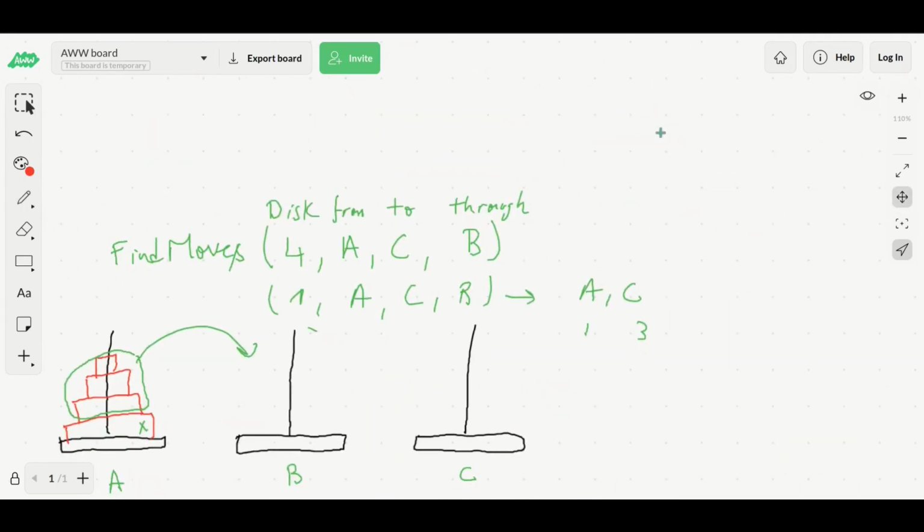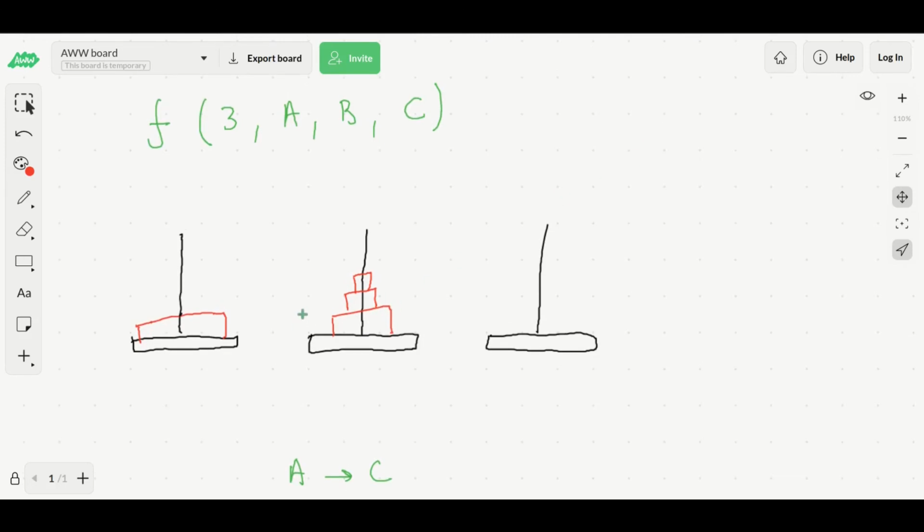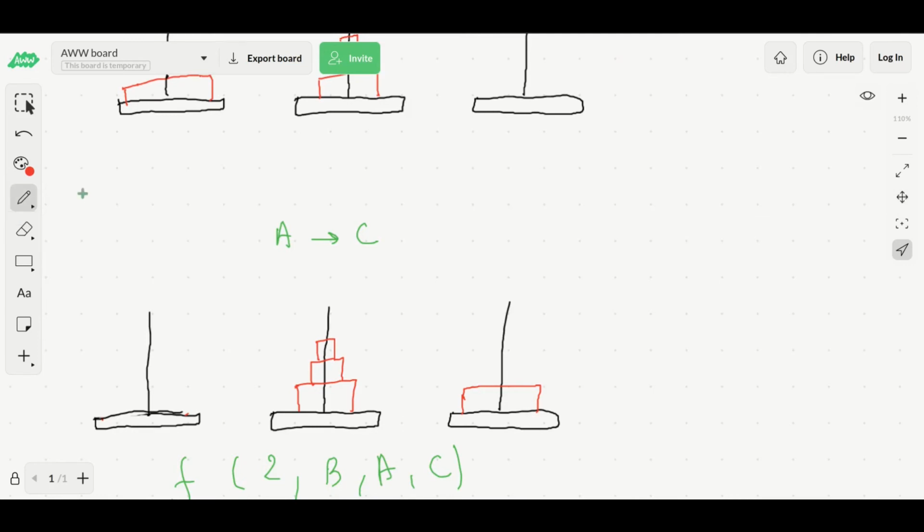So when we got to this position here, it's like we have the same problem again, only this time n is equal to 3. So here you can ignore this because it's not going to ever move again. So you can just ignore this disk here and think of this as trying to solve the problem for n equals n-1, and our source stack here is B instead of A.